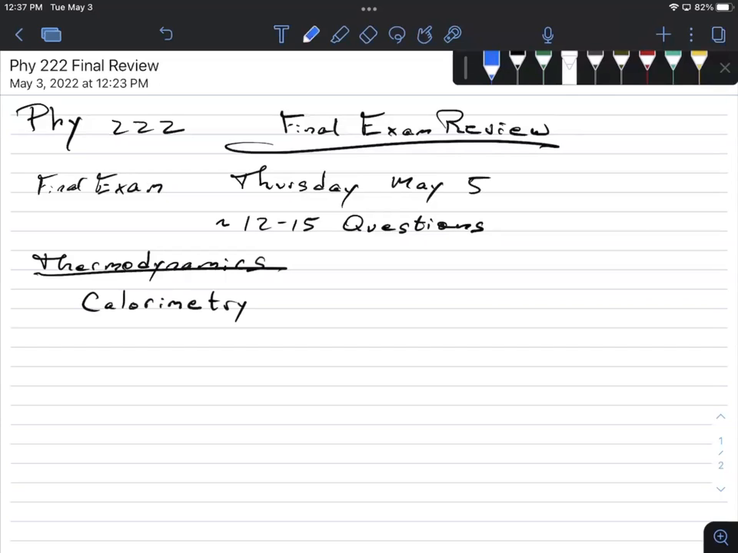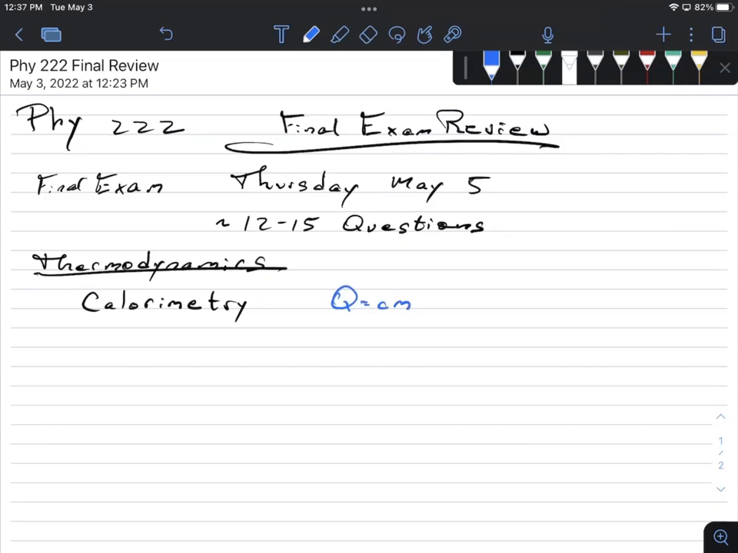Calorimetry, those were the types of questions where you have something like a hot cup of coffee and you want to cool it down to 80 degrees. How much milk should you add? Or you have an ice chest filled with a whole bunch of different things, all at different temperatures, and you let it sit for a while. What will be the final temperature of the ice chest? Those types of questions. And so we had kind of 2 big equations there.